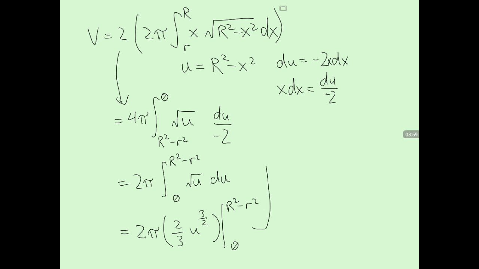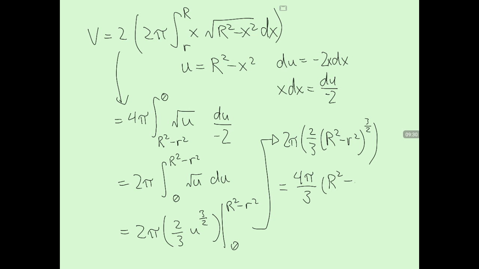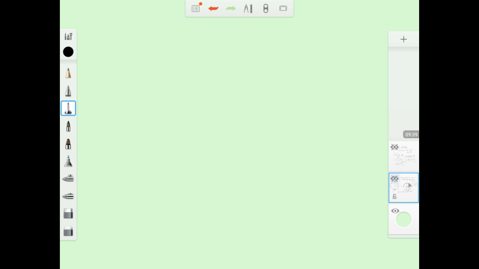If we evaluate this, then what we are going to get is 2 pi times 2/3 times big R squared minus little r squared to the power of 3/2. And subtract 0, since when you plug 0 into u, it's just 0, so it doesn't do anything. So what we get for our final answer is 4 pi over 3 times big R squared minus little r squared to the 3/2. So this is the volume of the object shown here.